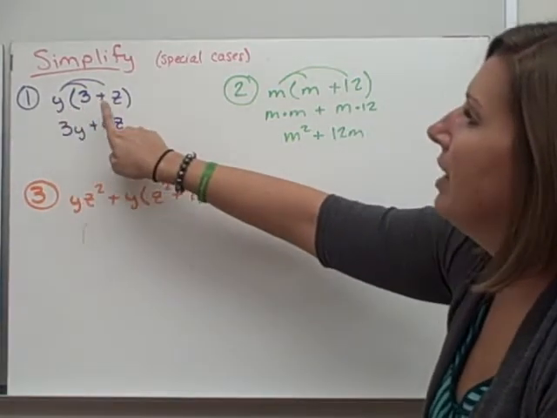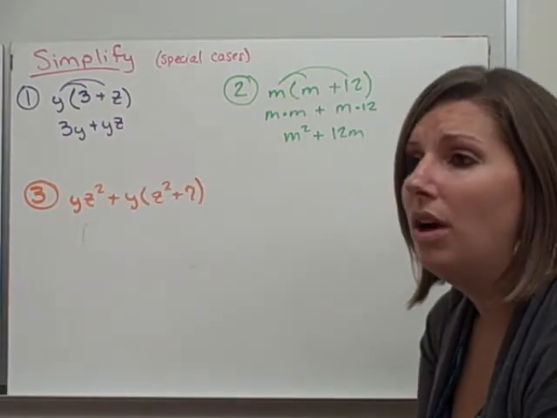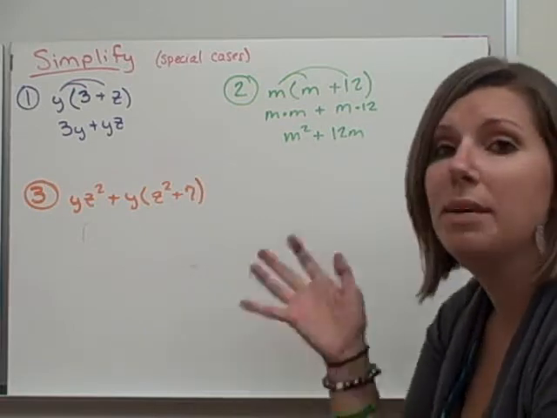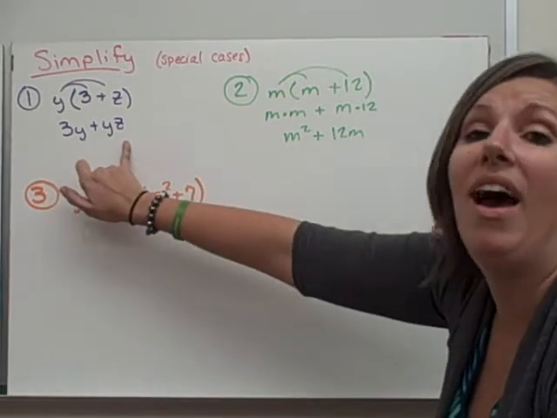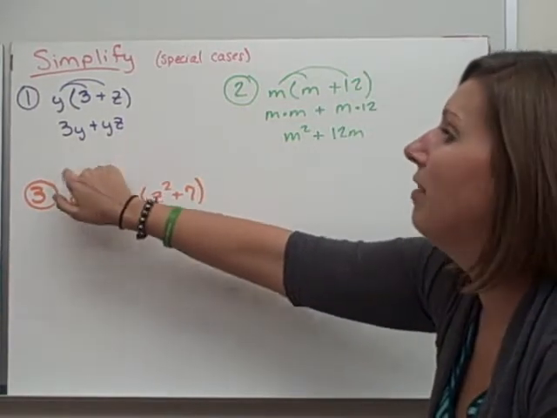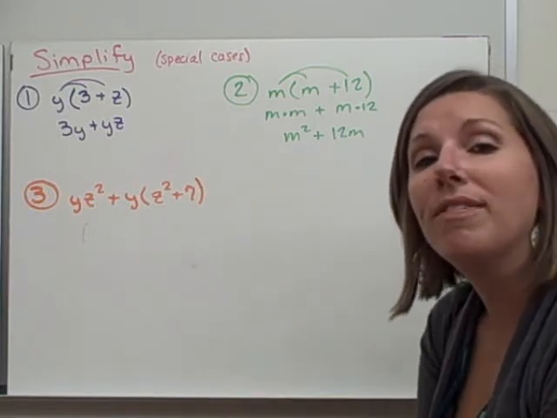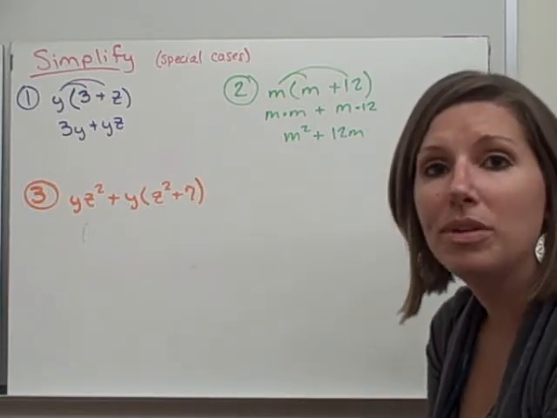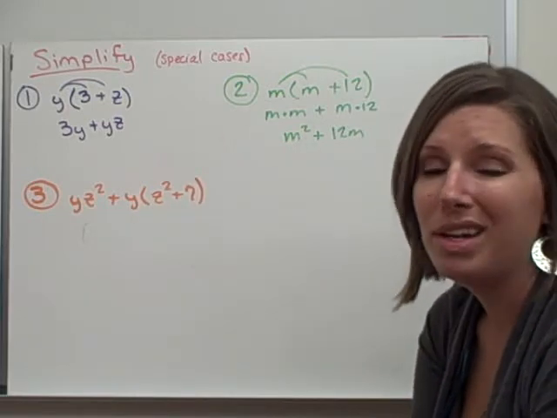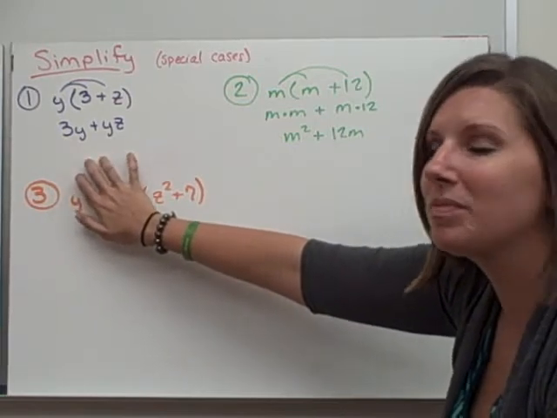Then I've got y times z. I don't know what y is, I don't know what z is, but I know that I'm multiplying y times z, so I'm going to just write that. That's all I know, and that's all I can do with that problem. This is my final answer, 3y plus yz. When I find out what y is or represents, I can put it in there and I can maybe calculate something. But as of now, this is as far as I can go. This is as simple as it gets.